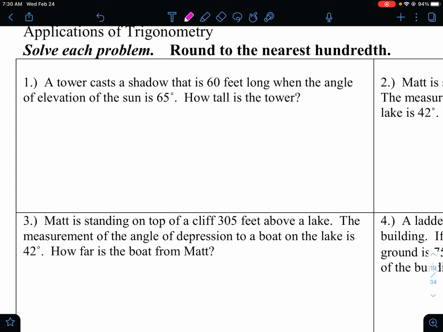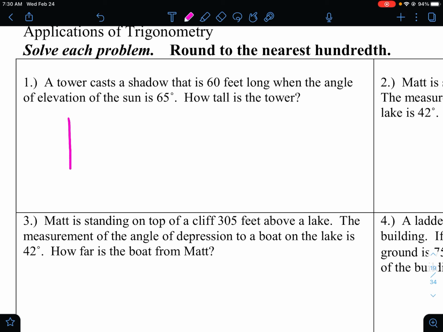One thing I want to say here is if you do not have a picture drawn, I will be very sad. For each of these problems, you need to draw a picture and you need to label the picture. So do not try and set up a trig expression without drawing a picture. You'll look like a goofball. All right, make sure you draw a picture.